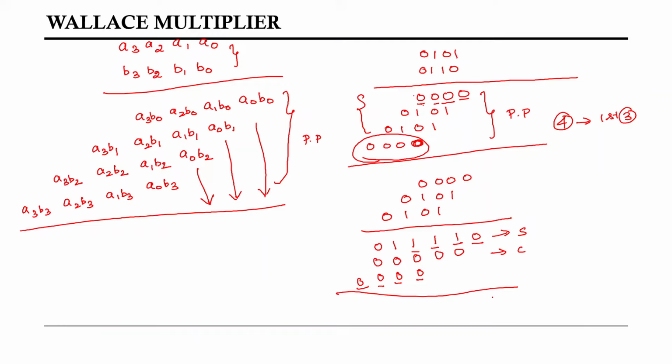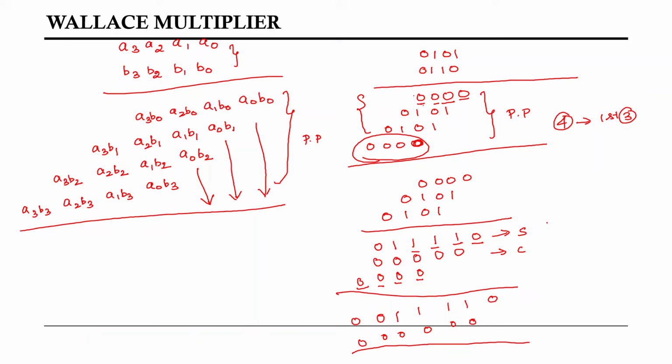Now we add it up: 0, 1, 1, 1, 1, 0, 0. But here also you will get a carry, right? It will compute in parallel. There is no carry, so since there is no carry, it will be computed in parallel. So at last you will get only 2 rows.